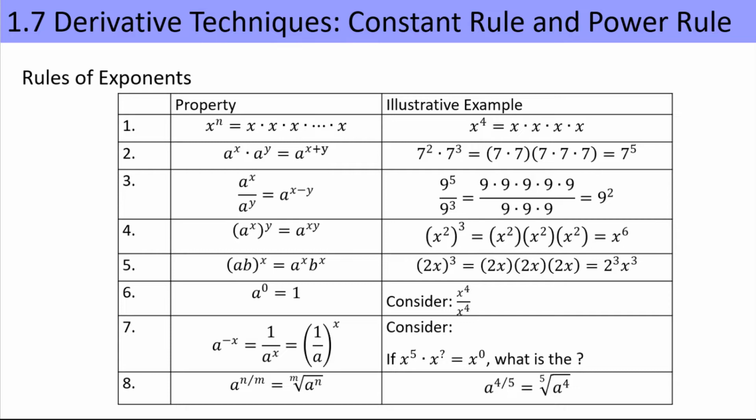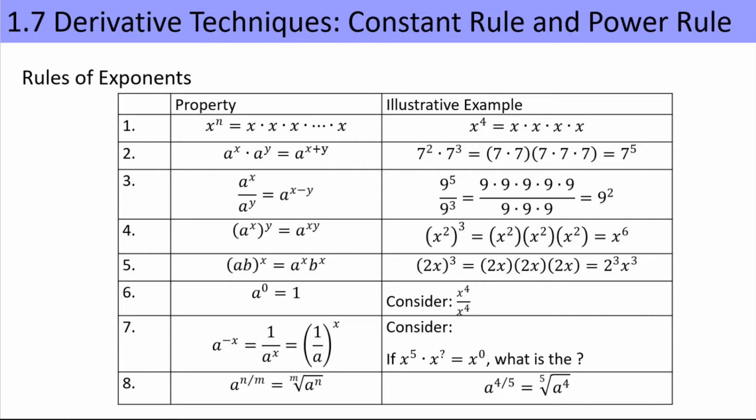Rule number 5. The quantity a times b raised to the power of x is equal to a to the power of x times b to the power of x. Consider the illustrative example, quantity 2x raised to the power of 3. When expanded, that is 2x times 2x times 2x. You can separate the terms and you end up with 2 cubed times x cubed.